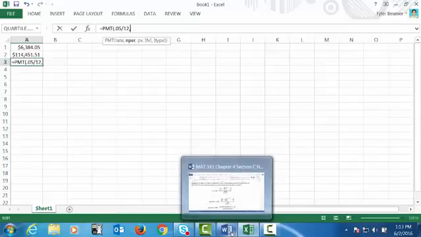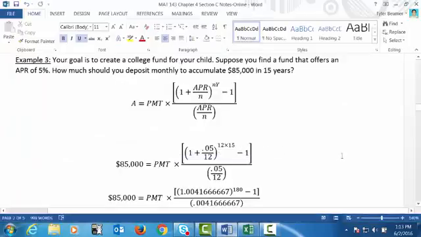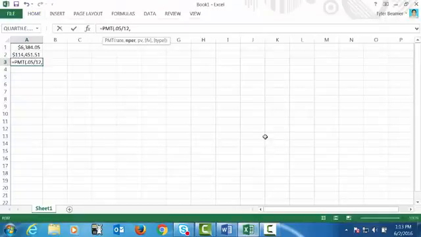NPER, once again, is the number of payments that I'm going to make. So I'm going to make monthly payments for 15 years. So 12 times 15. PV, present value. Okay, so how much money's in the account right now? So nothing. Okay, so we're starting this account from scratch, so I'm going to put a 0 there, and that 0 is important.